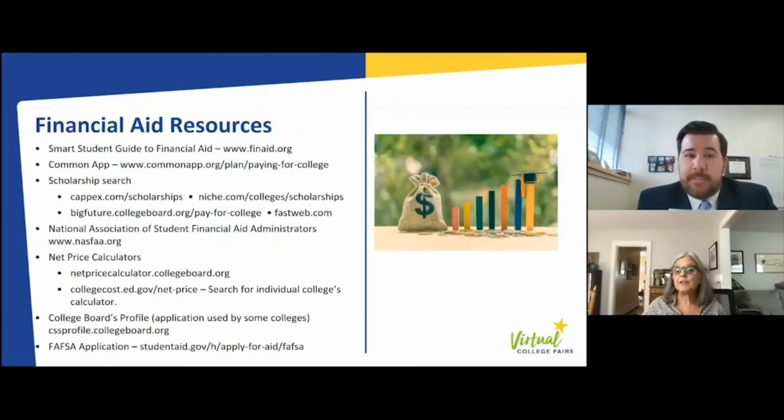So there are a number of resources available online. Drew has already mentioned several of them in terms of scholarship searches and how to calculate the net price at individual institutions. In addition, there are some resources on general information about financial aid, including finaid.org, for example, and Common App has some good information. So we encourage you to share these resources with your students.